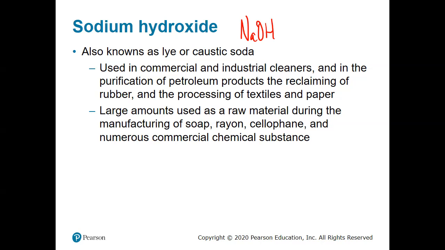As a raw material, we can see it used in the soap making industry. We've already talked a good bit about saponification reactions. We can also see it used in a number of different chemical materials, things like rayon, which is a type of manufactured fabric, cellophane, plastic wraps, and other kinds of chemical substances. Sodium hydroxide is very, very common in its use.